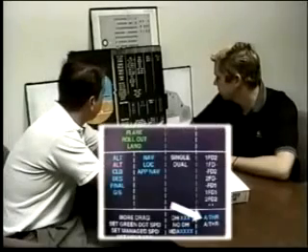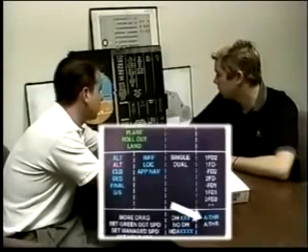Auto throttle in blue versus auto throttle in white. Auto throttle in blue means it's armed. Auto throttle in white, it's engaged.